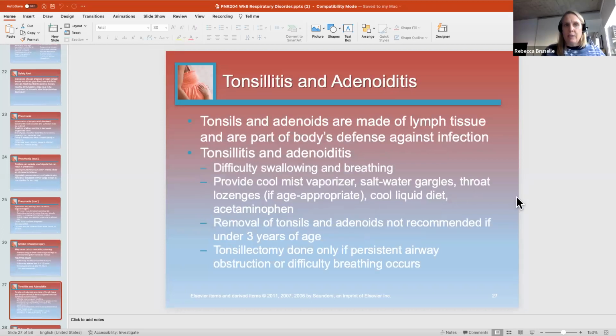And then kids can have problems with their tonsils. Does anyone in the class have a kid that's had a tonsillectomy, adenoidectomy? Been around a kid that had their tonsils out?